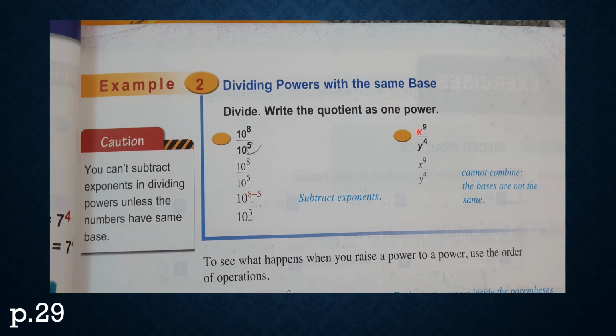So here you have x power 9, y power 4. It will stay the same because you cannot combine. The bases are not the same. The bases are different. So we have a question here. You can subtract exponents in dividing powers only if the numbers have the same base. If they are different, you cannot combine.